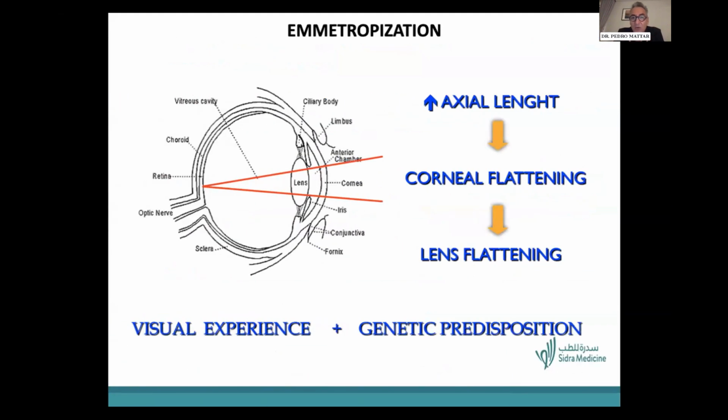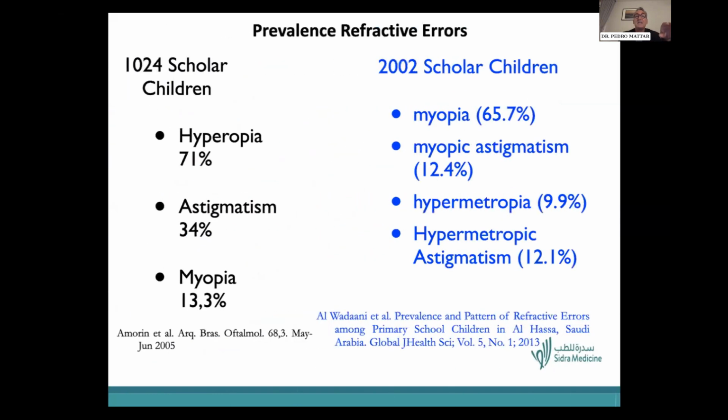Dr. Alex also talked about emmetropization. She presented a lot of very important publications. So I just want you to remember that, yes, there is an elongation of the eye. There is a flattening of the cornea that is happening. There is a flattening of the lens. But the visual experience that every patient is having is also very important, and so is the genetic predisposition of each one of our patients.